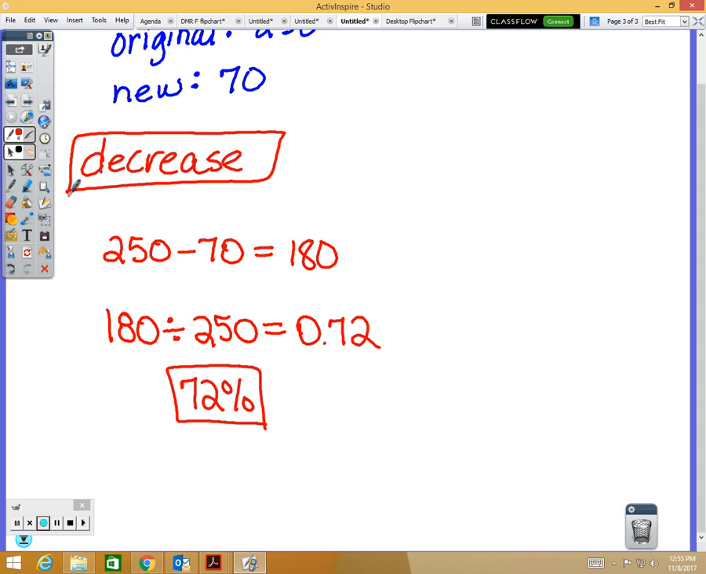So you can see that the last problem was an increase. This problem was a decrease, but we solved it the same way, didn't we? So it doesn't matter if it's an increase or a decrease. You can decide if it's increase or decrease just based on looking at the problem itself without doing any other math. Okay?